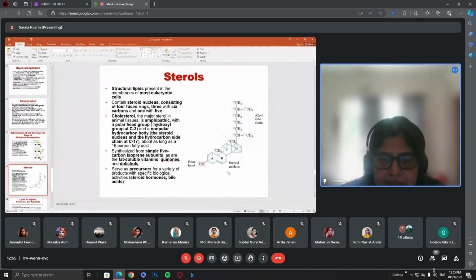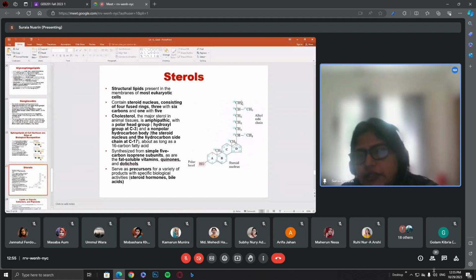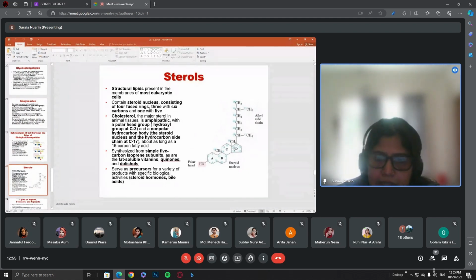And the remaining part, that is the nucleus, the ring structure, and then the hydrocarbon side chain, all belong to the hydrophobic part of the sterol. That side chain we call the alkyl side chain, and that can be made up of up to carbon number 27. And this side chain is linked to the ring structure of the sterol.